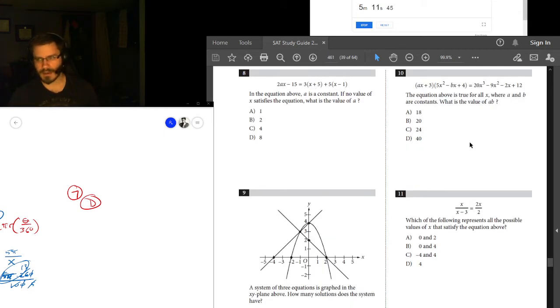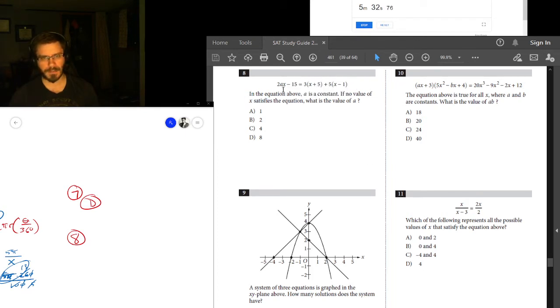Number 8. I've seen questions like this before, and I've coached kids on these types of things, and they get all kinds of muddled up. If no value of x satisfies the equation, that's the critical part. It doesn't really matter that a is a constant. Don't let that trip you up. It doesn't mean anything useful.